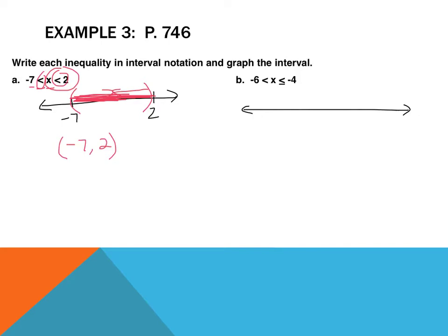Okay, so on B, x is between -6 and -4. So -6 is less than, so that's parentheses. -4 is less than or equal to, so that's brackets. And shade everything between them. So then my interval notation is going to look just like that: -6 with a parenthesis, -4 with a bracket.